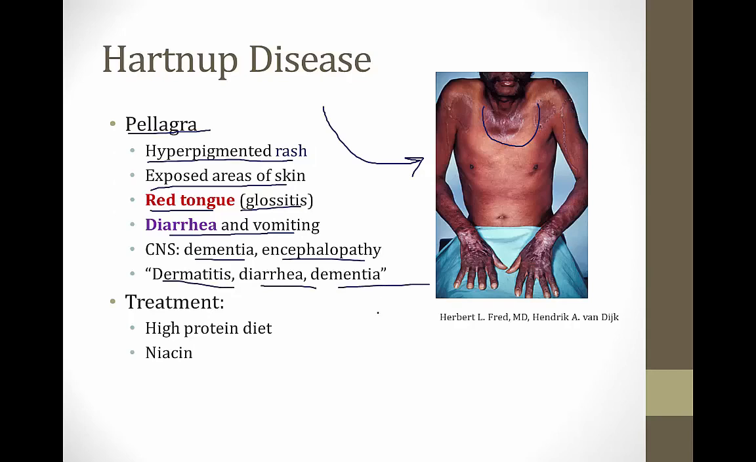The treatment for Hartnup disease is to eat a high protein diet, so you get lots of tryptophan that can be converted into niacin. In addition, you should consume enough niacin in your diet.